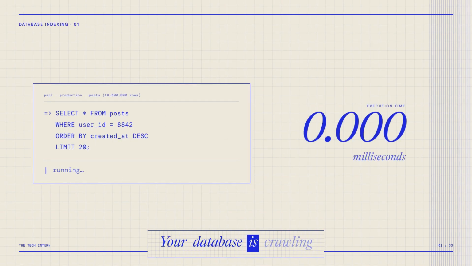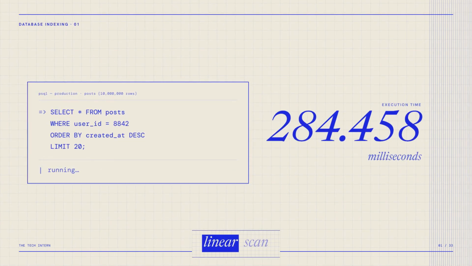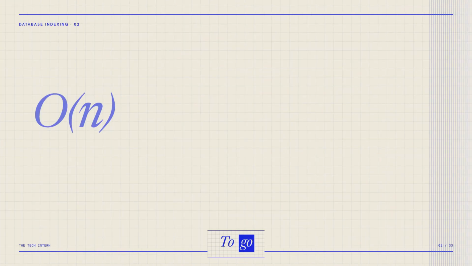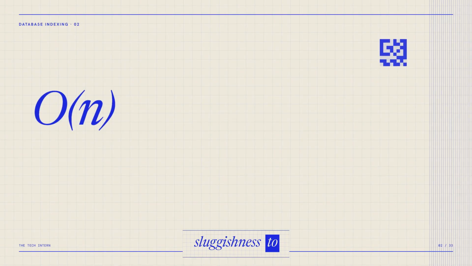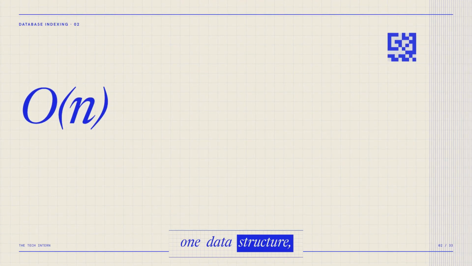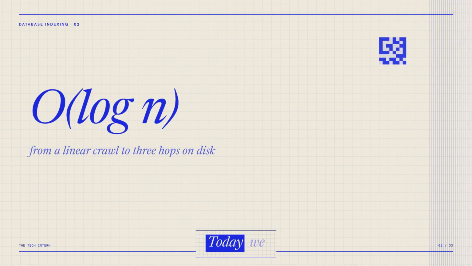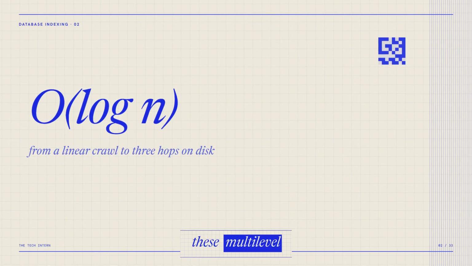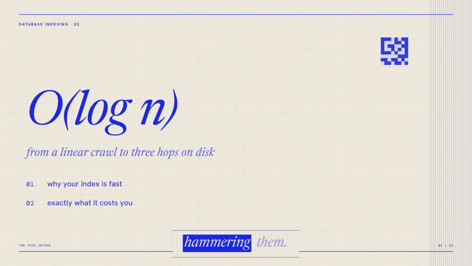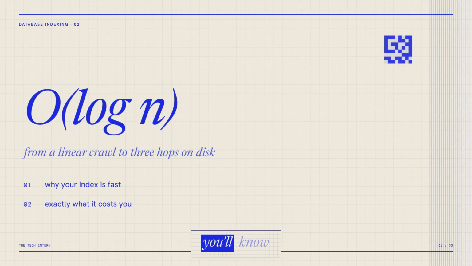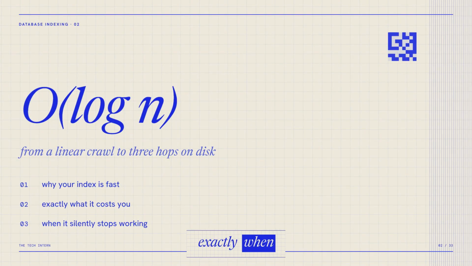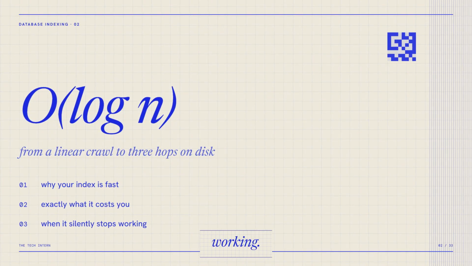Your database is crawling, and at a million rows, a linear scan is a death sentence for your latency. To go from O of n sluggishness to millisecond logarithmic lookups, you need to master one data structure, the B tree. Today we're dissecting how these multi-level structures stay perfectly balanced, even while millions of writes are hammering them. By the end of this video, you'll know exactly why your index is fast, exactly what it costs you, and exactly when it silently stops working.